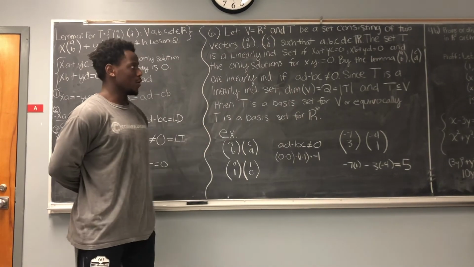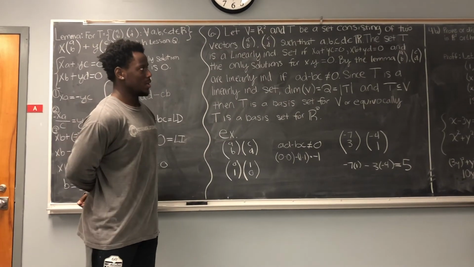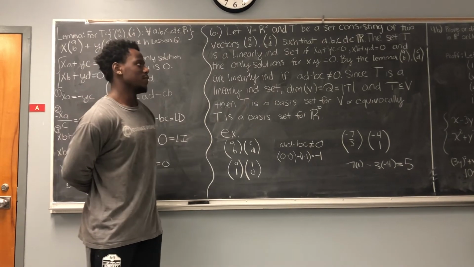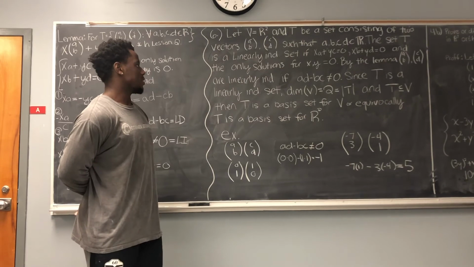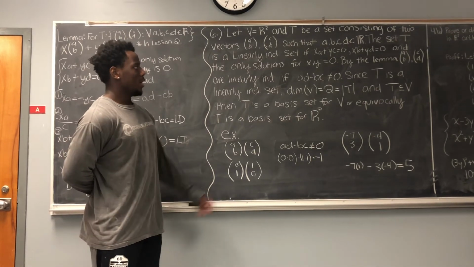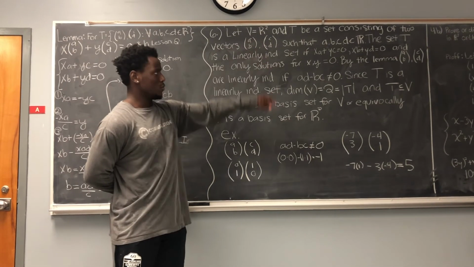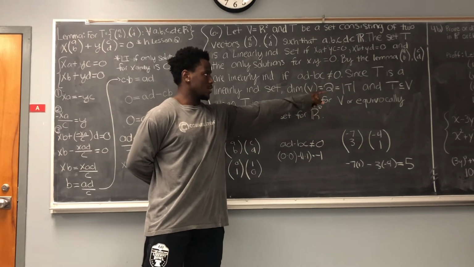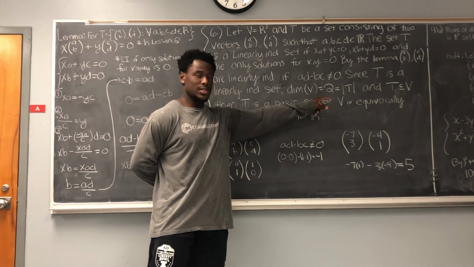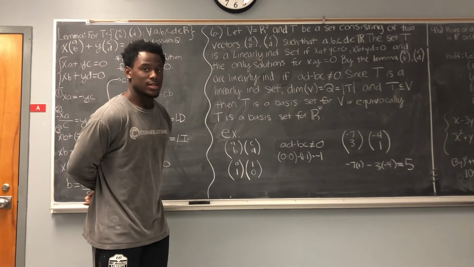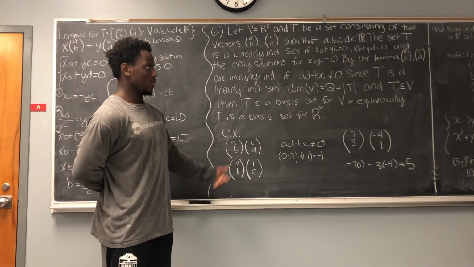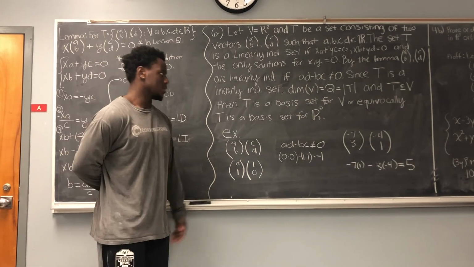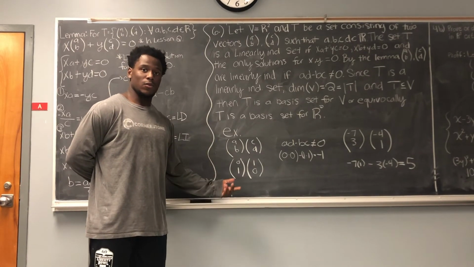By the lemma we proved earlier, the vectors (a, b) and (c, d) are linearly independent if ad minus bc does not equal 0. Since T is a linearly independent set, and the dimension of V, R2, equals 2, and the cardinality of set T also equals 2, and T is a subset of V, then T is a basis for V, or equivalently, T is a basis set for R2.